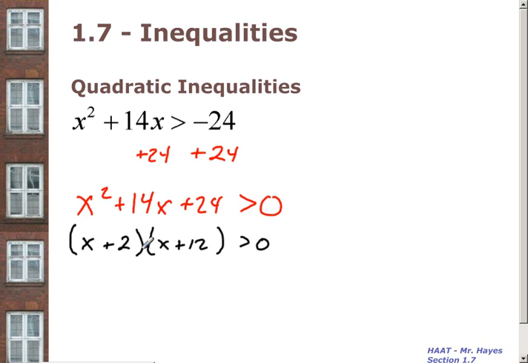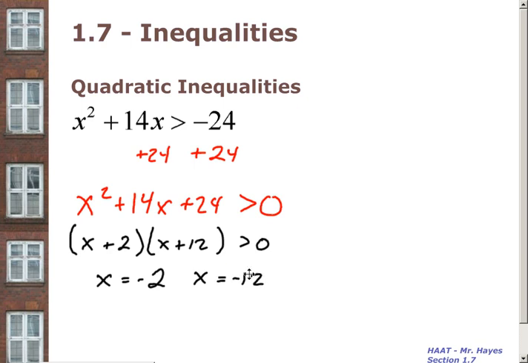Now, here's where the differences happen. You're going to take each of these factors and set them equal to 0 to figure out what, I want to say, almost like the problem children are. The border areas that are going to make this true are x equals negative 2, which makes the first binomial equal to 0, and x equals negative 12.